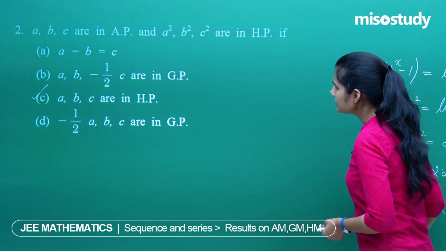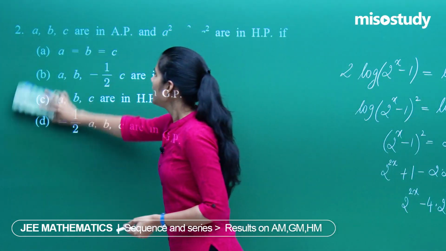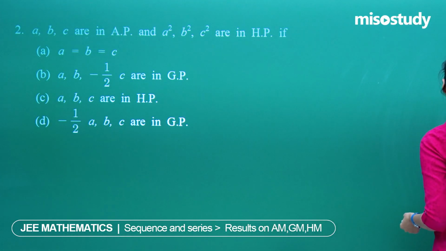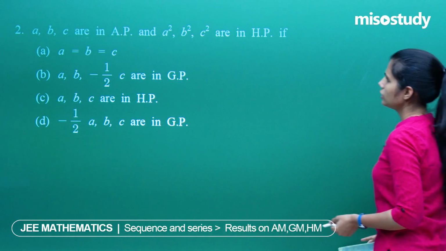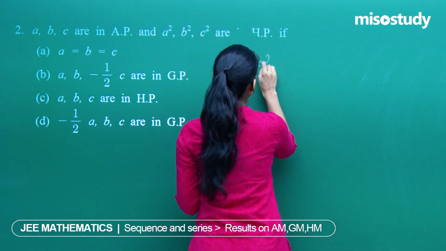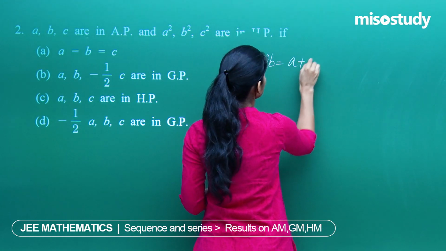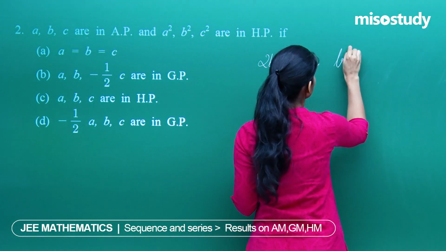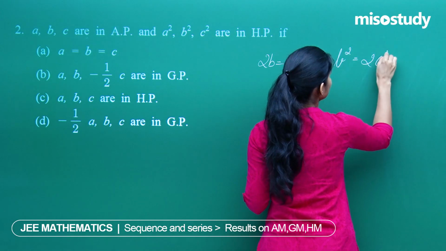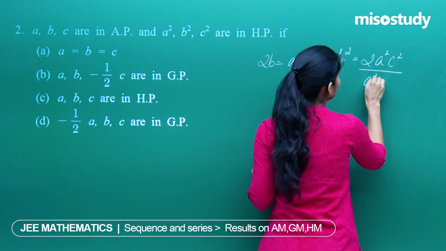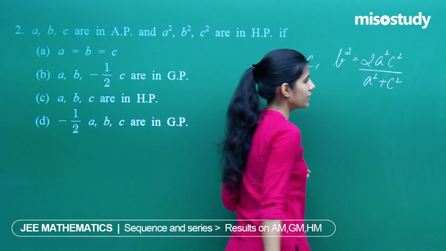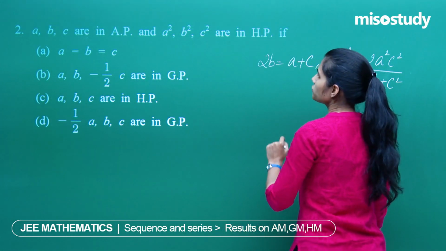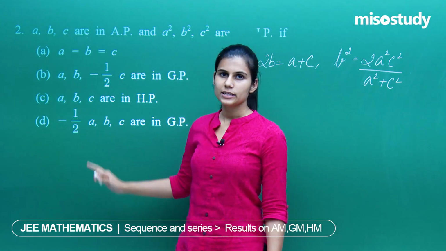It says that a, b, c are in AP and a square, b square, c square are in HP. If a, b, c follow what? So a, b, c are in AP means that twice of b equals a plus c, and a square, b square, c square are in HP means that b square equals twice of a square c square upon a square plus c square. Clear? Now it says that if they are in HP, then what is the condition between A, B, C which they are going to follow?